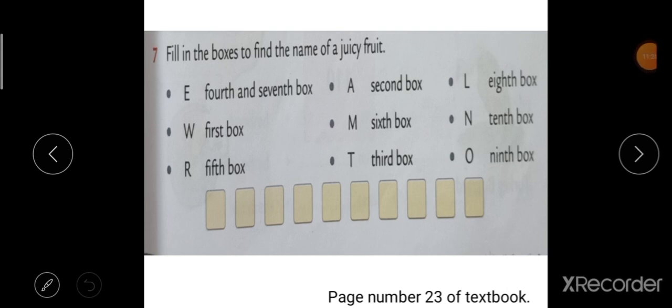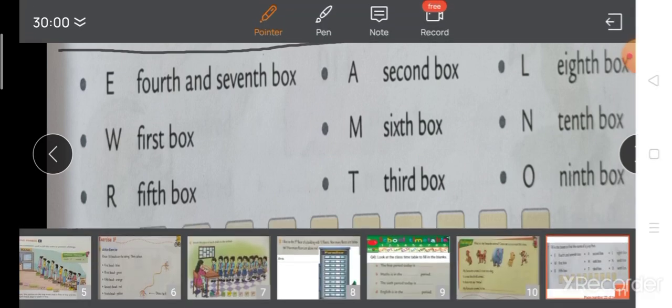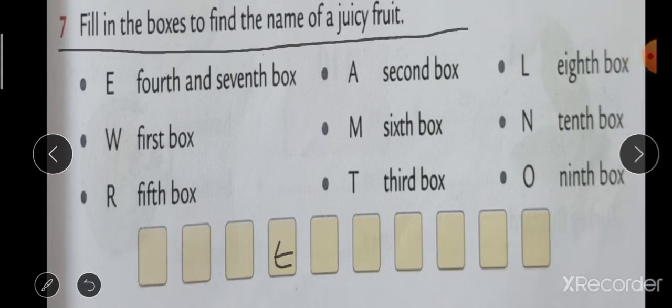Now E is in the fourth and the seventh box. Fill in the boxes to find the name of a juicy fruit. Okay, so E is in the fourth. First, second, third, fourth. I will write E over here. E. Fourth, fifth, sixth, seventh. Then next is what? A in second box. This is second box, so A. L in the eighth box.